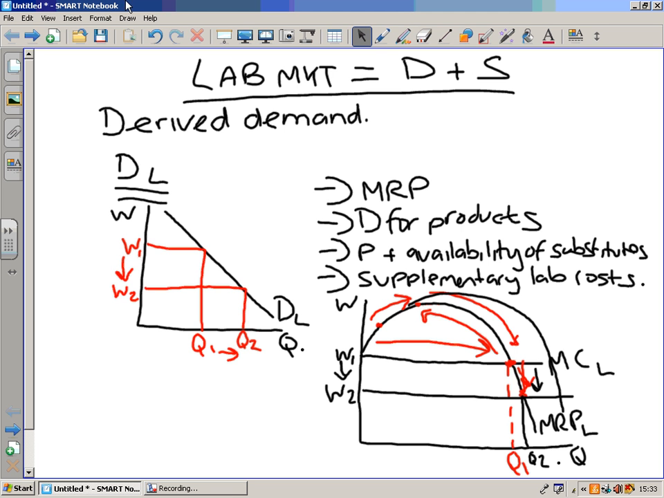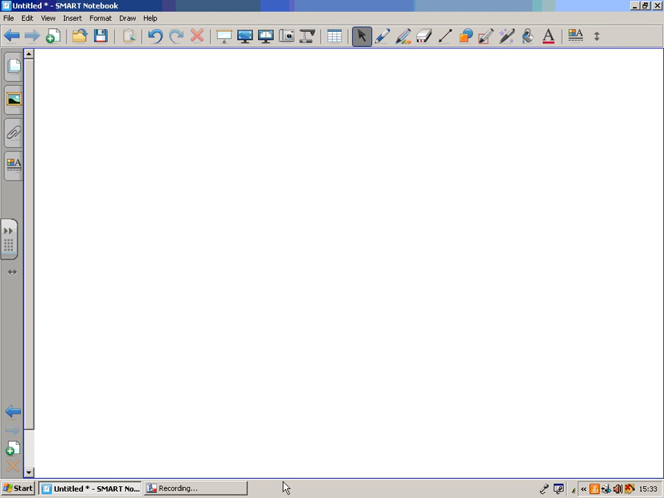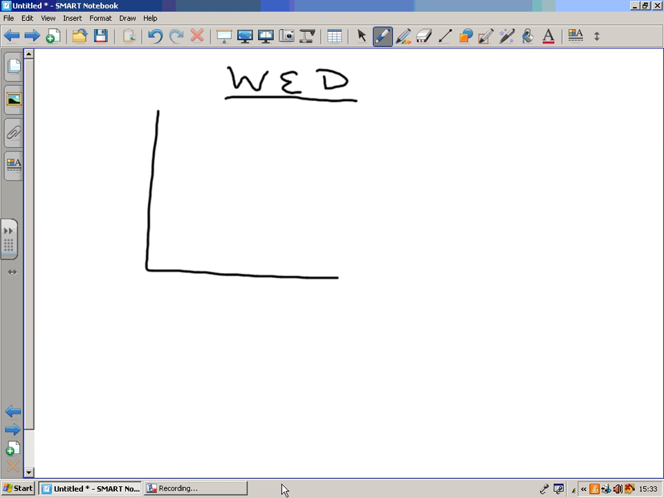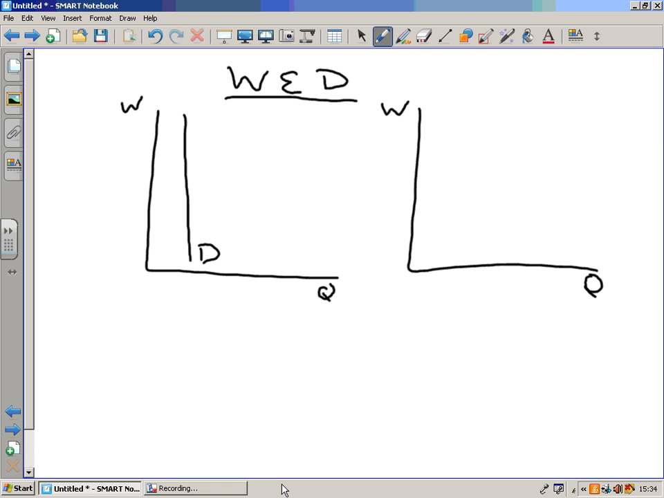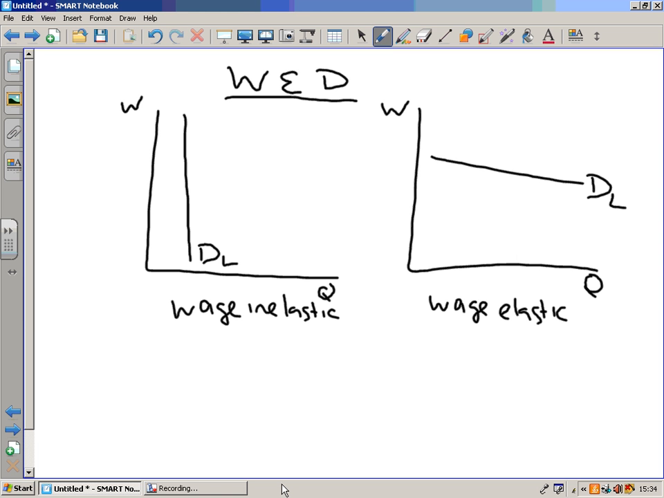I want to move on now to wage elasticity. So wage elasticity of demand. Now what we can have are two different shaped demand curves for labour. So again, quantity and the wage rate. Two very different shaped demand curves. This one, wage inelastic. This one, wage elastic. Let's think about what this means.